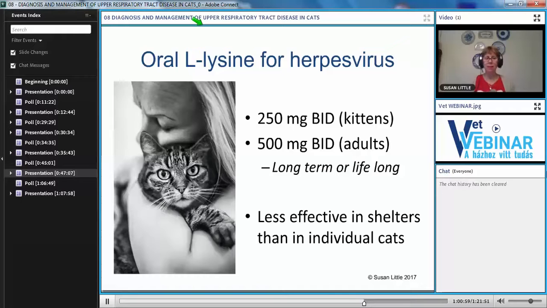And it's best if it's given as an individual dose. So in other words, we can't add it to food and expect the cat to get some continuously through the day. It has to be dosed like a drug, twice a day like a drug. That seems to be how it works the best. So that is specific for herpes virus. It will not treat calicivirus.